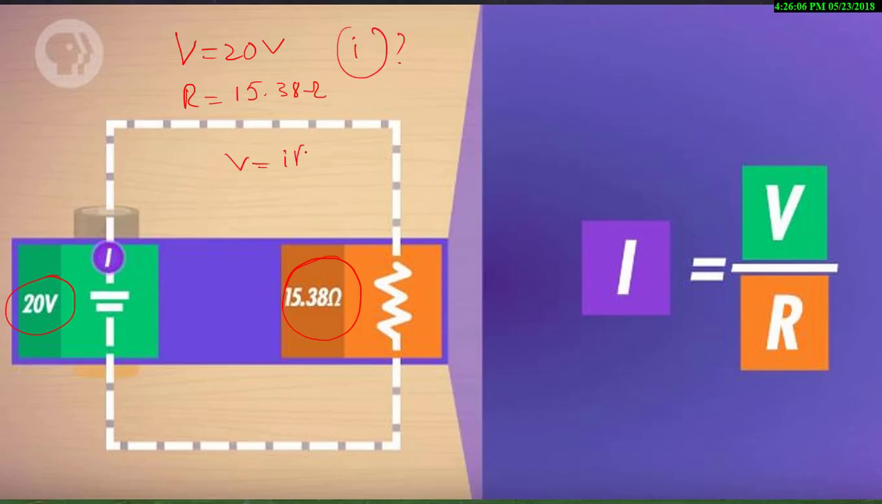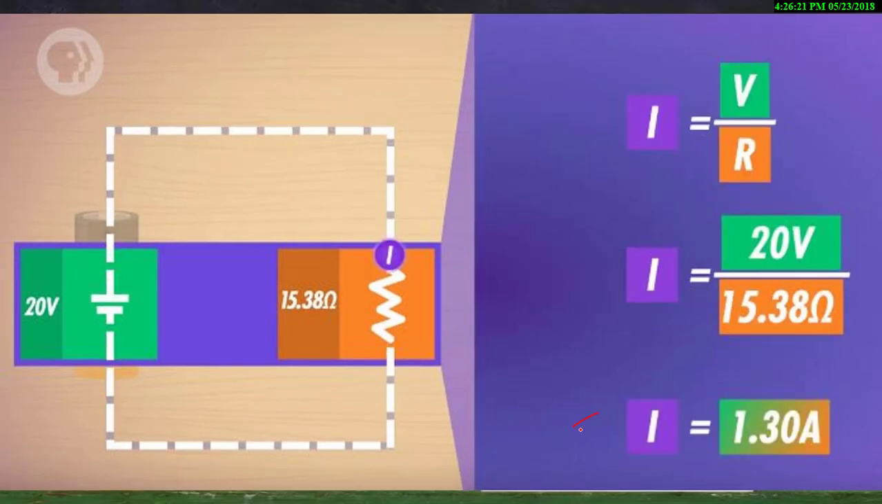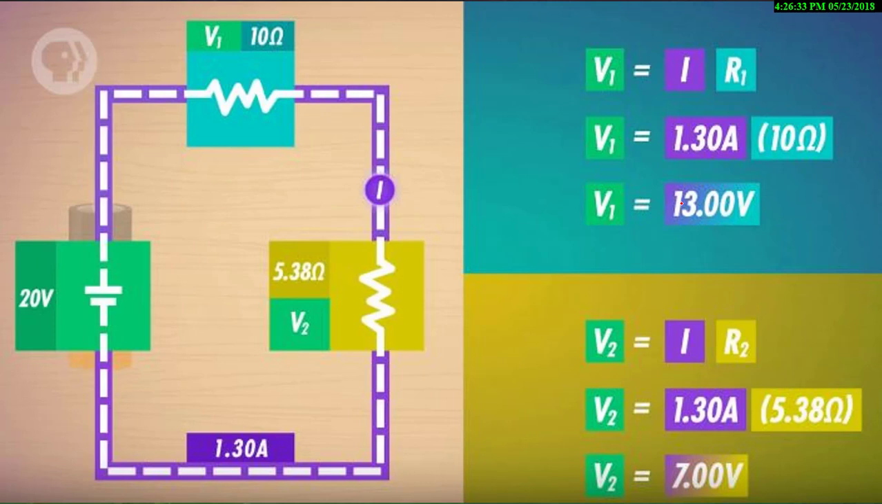From Ohm's law, V is equal to IR. Always remember this formula, very important formula. Ohm's law, V is equal to IR. I is equal to V by R. So V is 20 volts, R is 15.38. So I is equal to 20 by 15.38. So we will get the answer of current as 1.30 amperes. And now if you want to calculate individual potential drop at the resistors, you can use this formula, V is equal to IR. So 1.3 into 10 ohms and 1.3 into 5.38 ohms. These are the respective resistances.